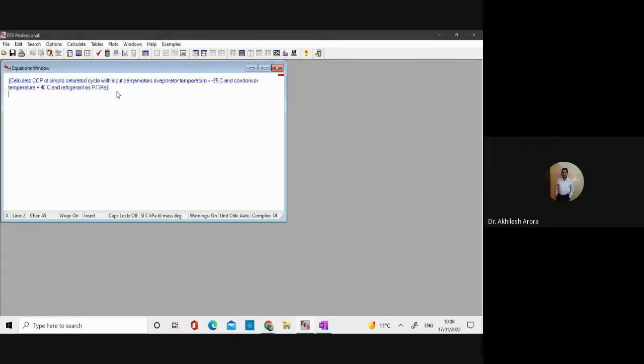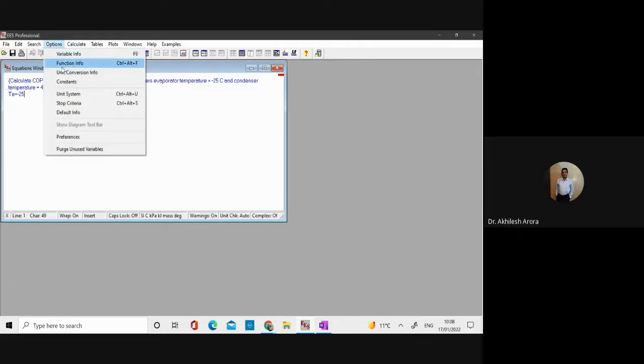So now what I am going to do is, first of all, I am writing the input parameters. So I am writing TE. TE means evaporator temperature is equal to -25. Okay. So the question should come in your mind कि ये -25 जो है, whether it is degree Celsius or Kelvin. तो उसके लिए we have this options window.